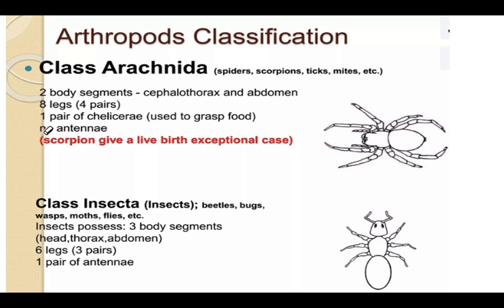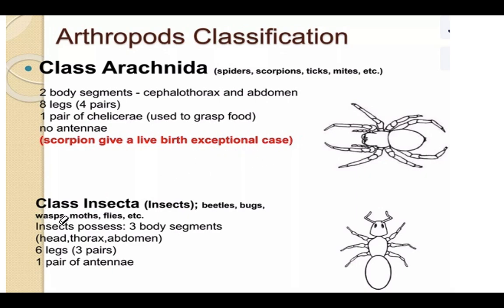So in here we have a pair of chelicerae. Chelicerae are the mouth parts, these ones. Some of them have chelicerae, mostly like a scorpion. A scorpion has chelicerae, and that one is used to grasp food. And they have no pair of antennas. A scorpion can give birth to live young in exceptional cases.